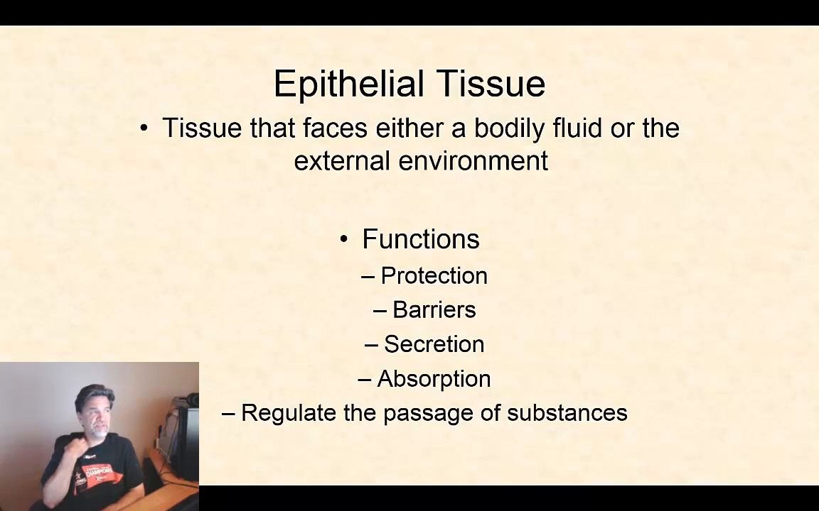And so epithelial tissue is tissue that faces either the bodily fluid or the external environment. And what are its functions? Its functions are, of course, first and foremost, protect. Skin is epithelial tissue. So when you start to think about functions of epithelia, think about what the skin does. It protects. It provides a barrier. When we go swimming, the last thing we want is the water in the ocean or in a pool to be entering your own body. So it forms a nice waterproofing seal.